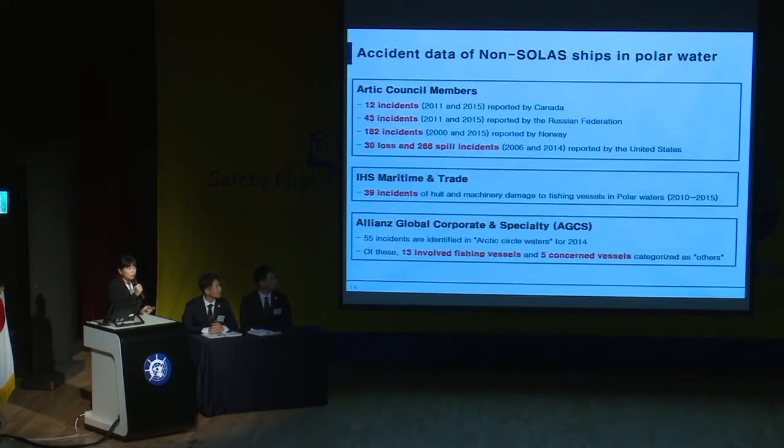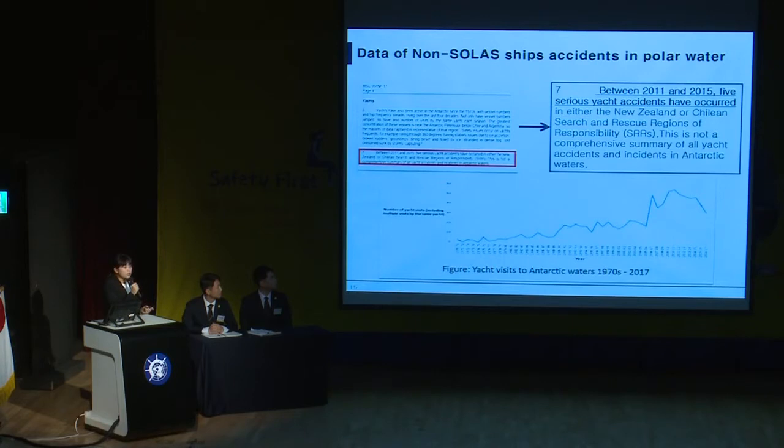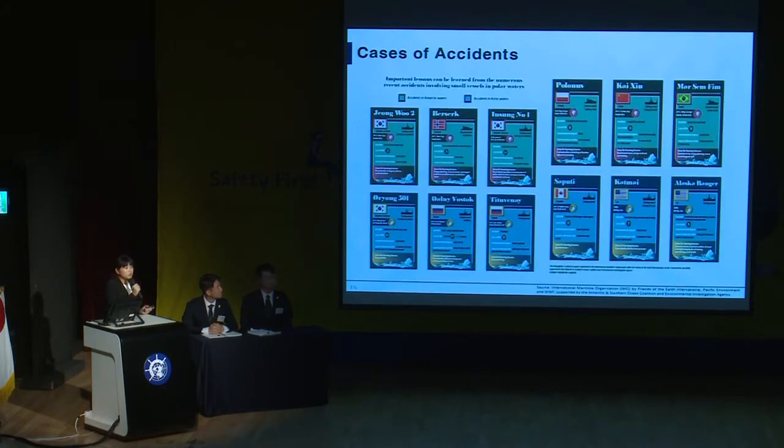This data, which was presented in MSC 96/24/7, is a measure of the accident rate of fishing vessels in polar waters. Accidents caused by non-SOLAS vessels other than fishing vessels, such as yachts, have become a huge concern. This is the case that New Zealand supported their claim that the safety measures for non-SOLAS vessels are in very urgent need.